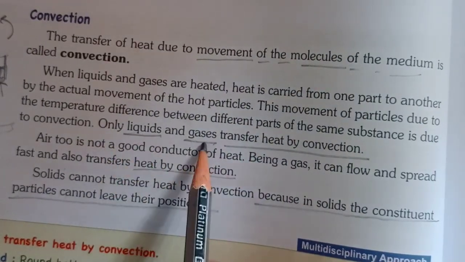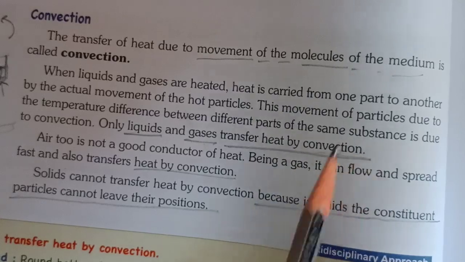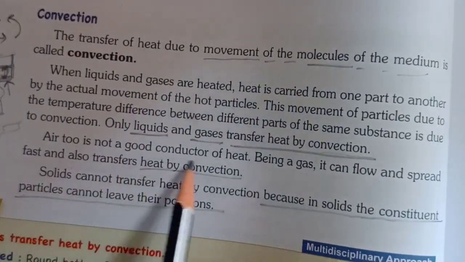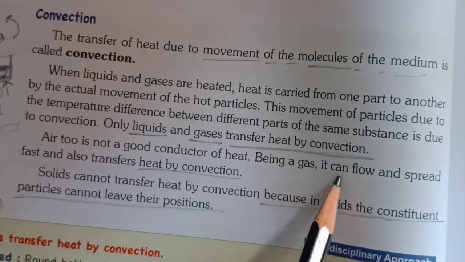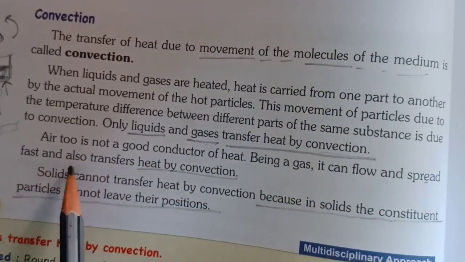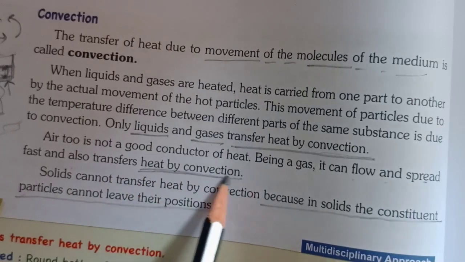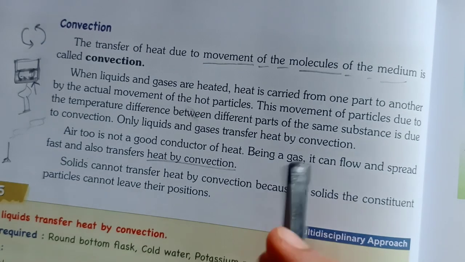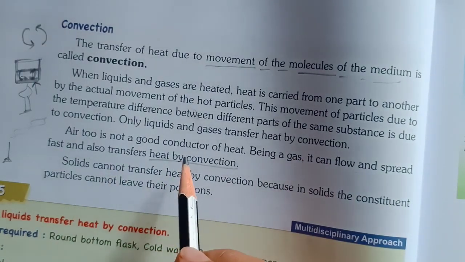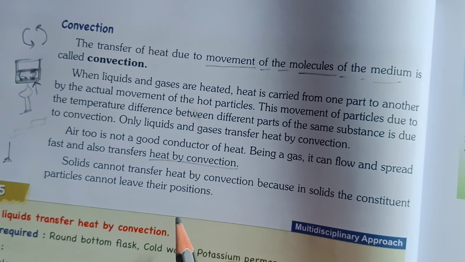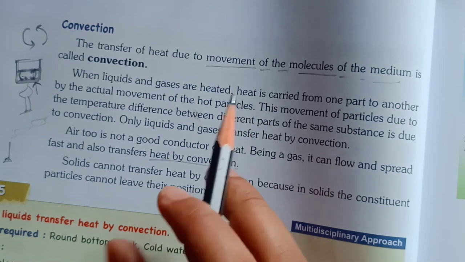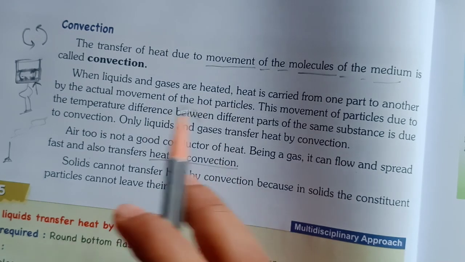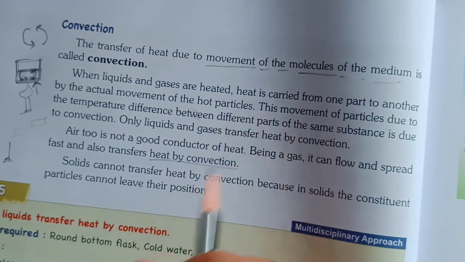Only liquids and gases transfer heat by convection. Air is not a good conductor of heat. Being a gas, it can flow and spread fast and also transfer heat by convection. So the air, as we know, is a bad conductor of heat. That's why we wear woolen clothes that trap the air, which is a bad conductor of heat, and it does not allow our body heat to go into the surroundings.